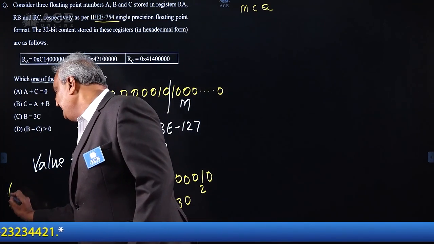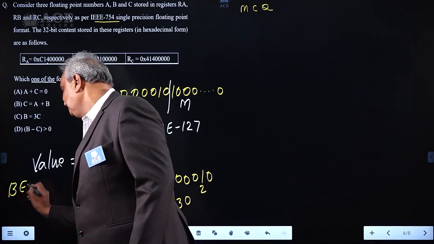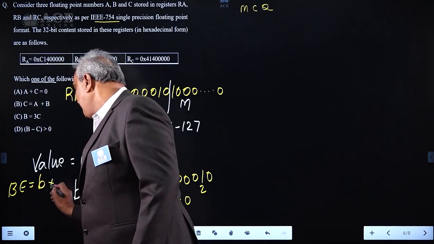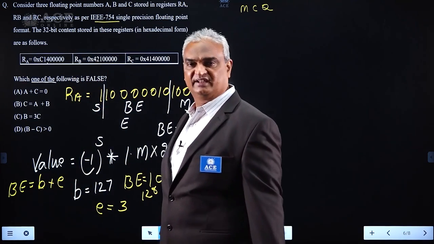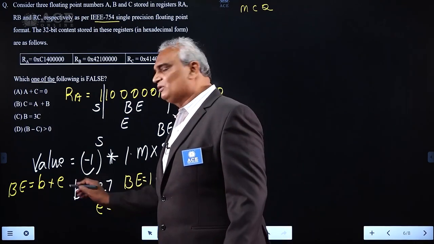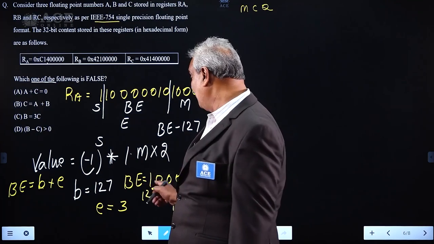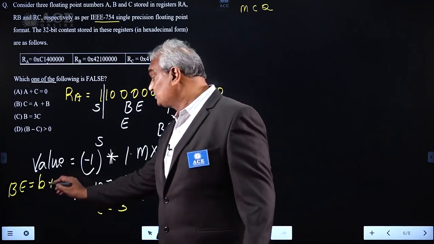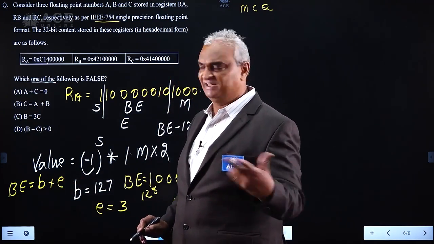Since BE is nothing but b plus e, what is small b here? Biasing value, nothing but 127. What about small e here? Small e is nothing but the true exponent. Small b is nothing but biasing value.